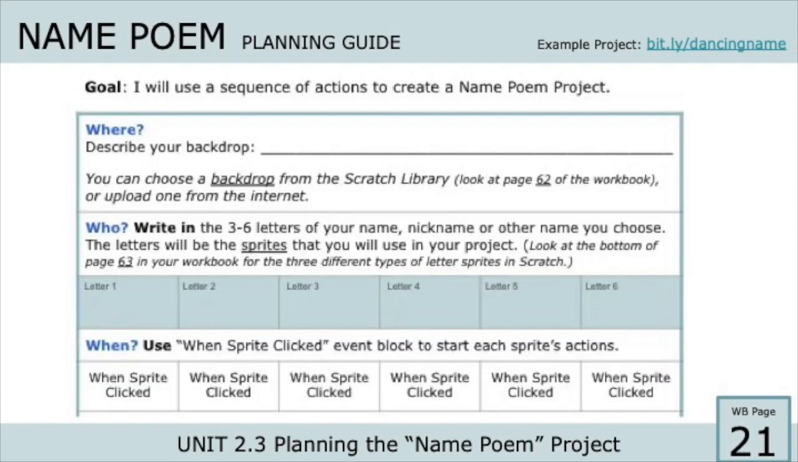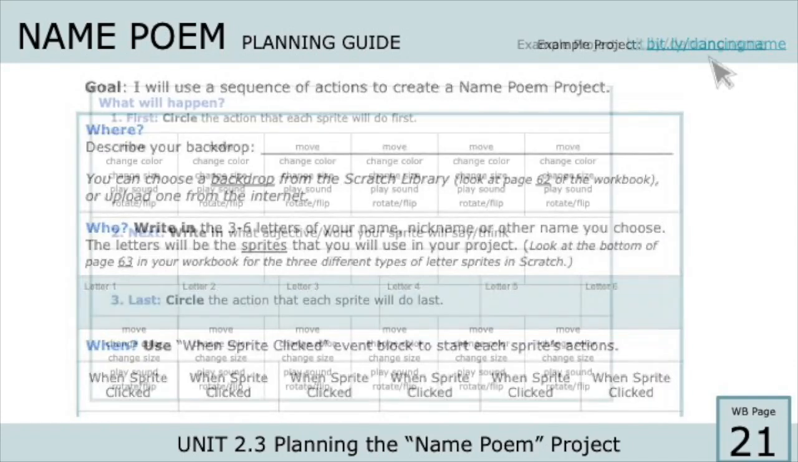They're going to use the when sprite clicked event block to start each sprite's actions. So they don't need to do anything in this line. This just reminds them that when they're building, because remember, each letter is its own separate sprite, they'll have anywhere from 3 to 6 to 7 different sprites. So they'll build a script for each sprite, and each script will start with when sprite clicked.